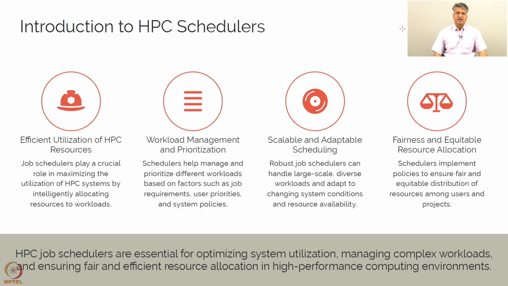Robust job schedulers can handle large-scale diverse workloads where you have small jobs for longer periods of time or large jobs for shorter periods of time or a mix of both. And they adapt to the changing system conditions and resource availability. One key thing that we always have to remember is the fairness and equitable resource allocation. Schedulers implement policies to ensure fair and equitable distribution of resources among users and projects.